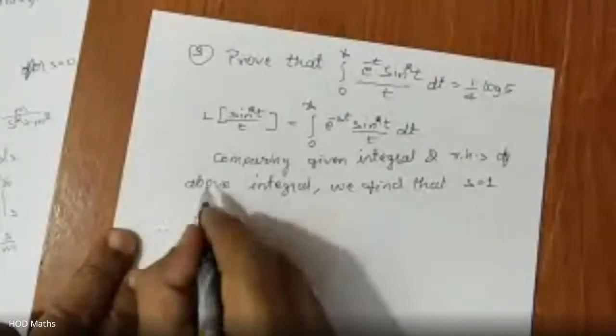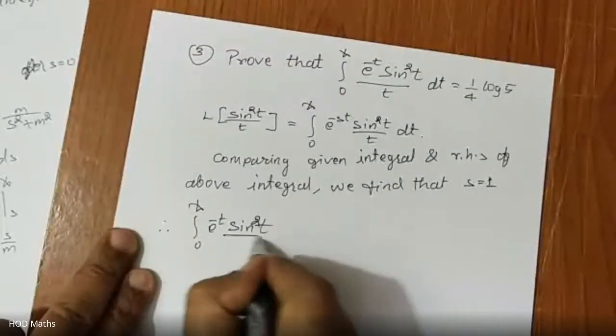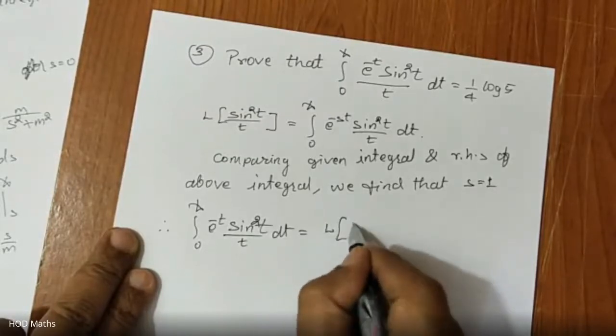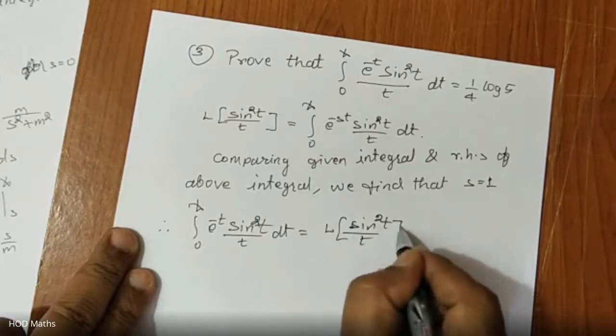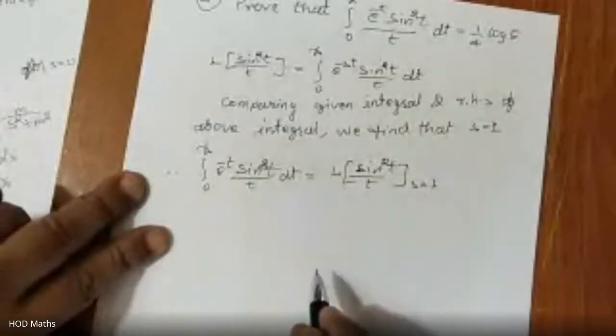Therefore, the integration from 0 to infinity of e power minus t sine squared t by t dt will be equal to the Laplace transform of sine squared t by t at s equal to 1. So my aim is to find the Laplace transform of sine squared t by t, then put s equal to 1.